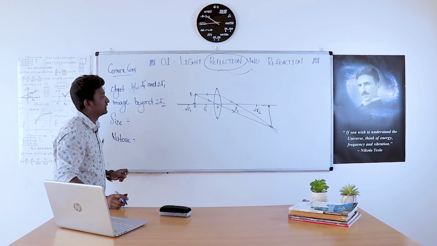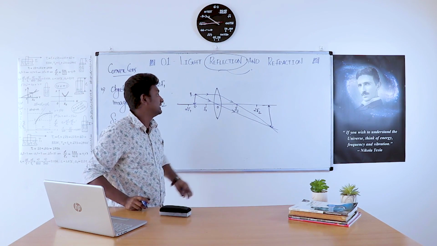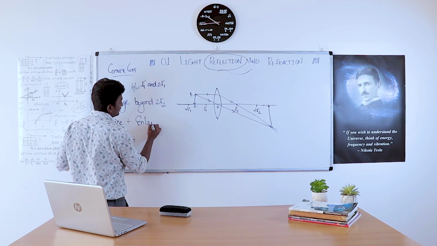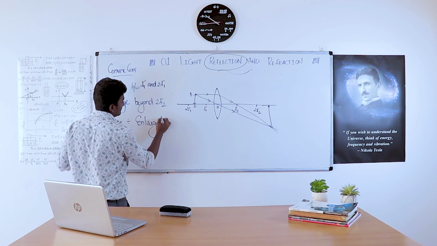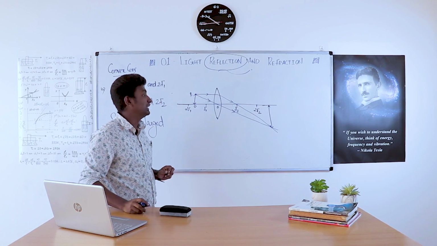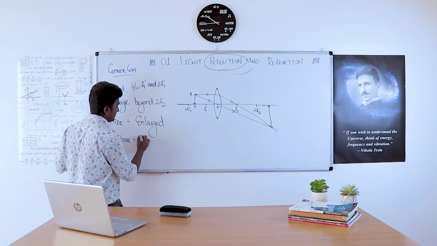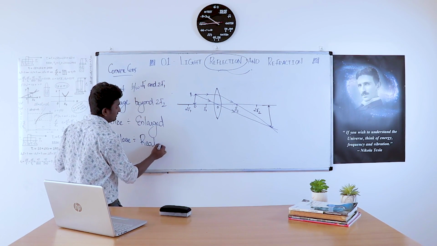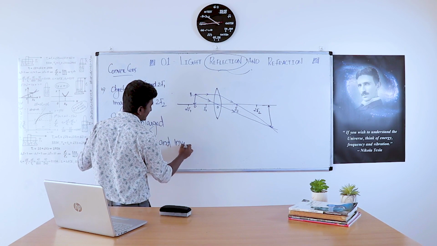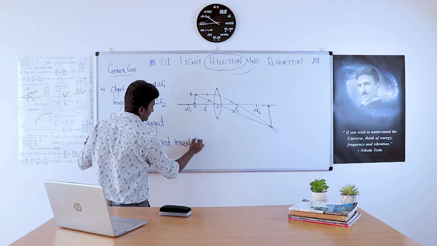Then what is the size of the image? From the figure it is clear that the image is enlarged. We got an enlarged image. Then what is the nature of the image? The nature of the image is real and inverted.